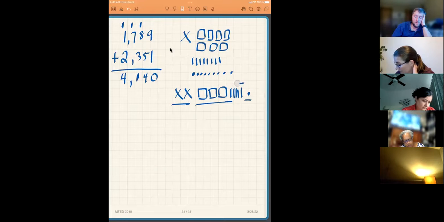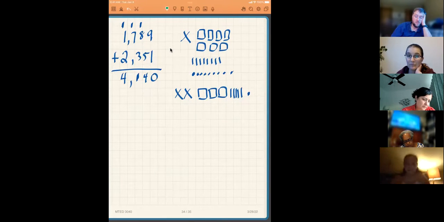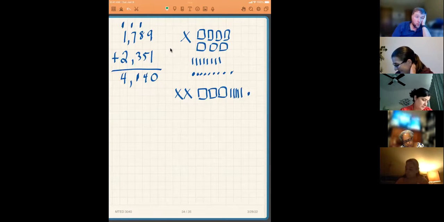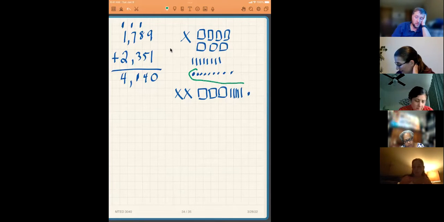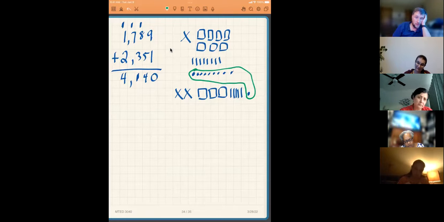I am going to get rid of those lines so that it doesn't get confusing. Some folks are going to be like, well, it already is kind of confusing. And so we're going to go through each one of these places and do the unit exchanges we need. That becomes a stick, doesn't it? 10 dots. So I'm going to get rid of those and turn that into a stick.